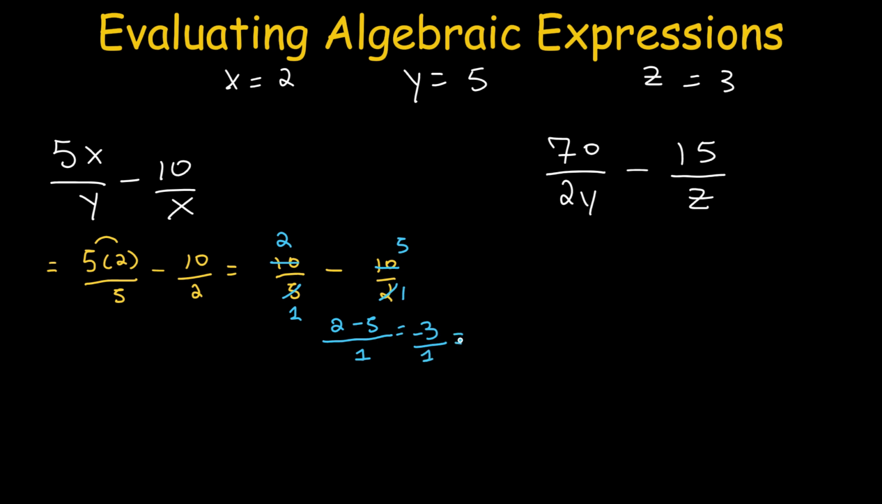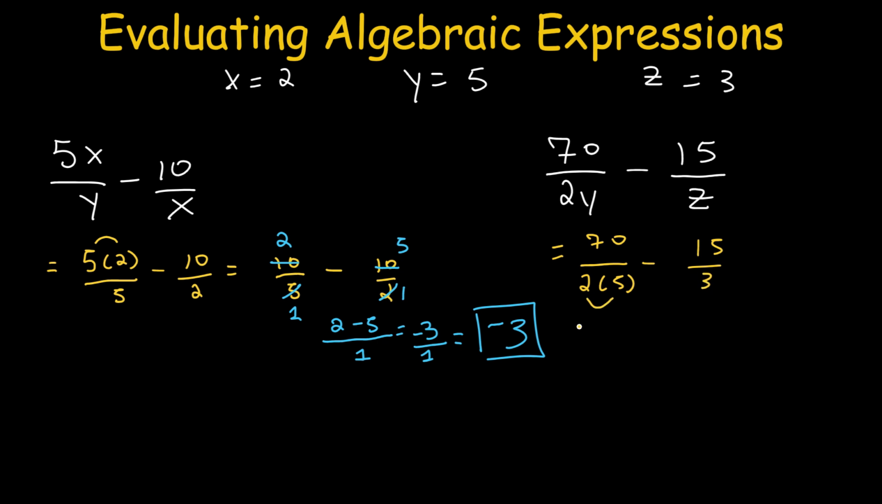And our final answer will be negative 3. Right, let's proceed and solve the next problem. So we have 7 over y, and that is 2, and y is 5, minus 15 over x, and x is 3. So let's solve this one first.